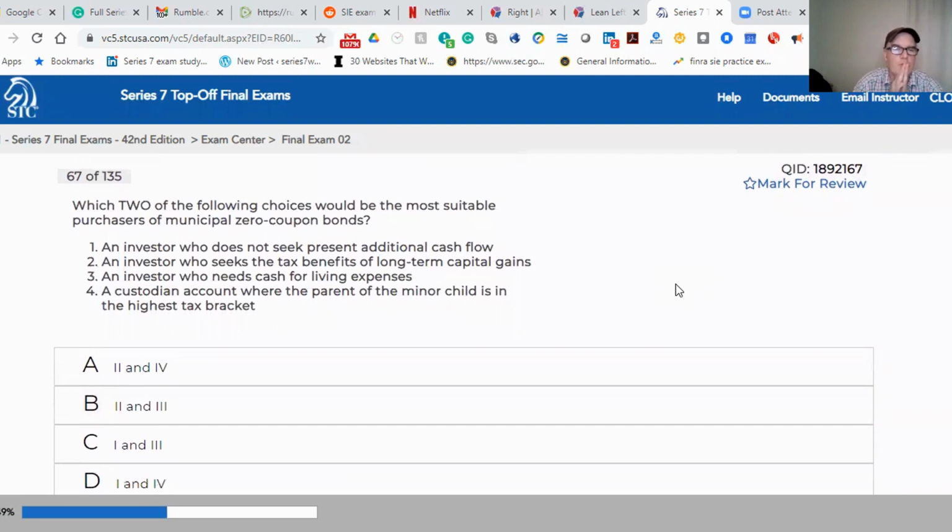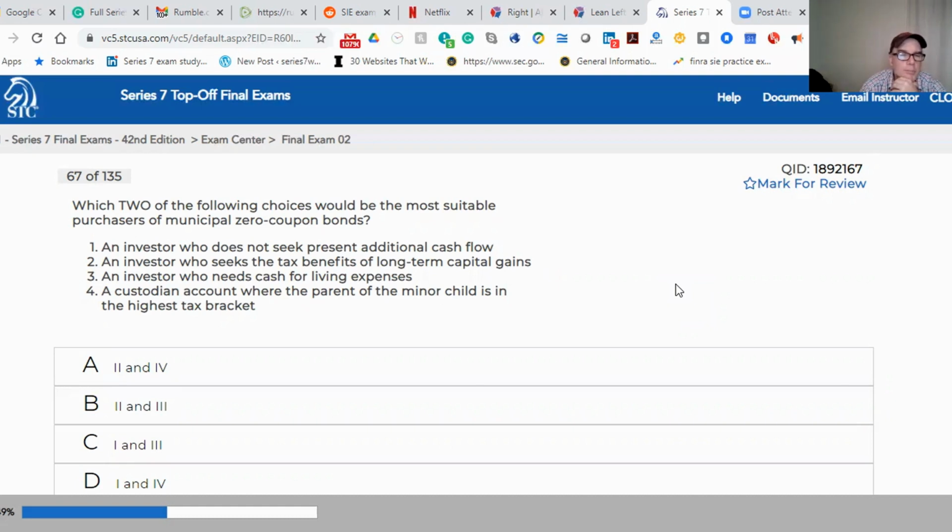Which two of the following choices would be the most suitable purchasers of Muni zero coupon bonds? An investor who does not seek present additional cash flow. I agree with that. Tax advantage benefits of long-term capital gains. No, because you have to accrete. We'll come back to that maybe. An investor who needs cash for living expenses. No. A custodian account where the parent of the minor child is in the highest tax bracket. Okay, so we know that one is an answer.